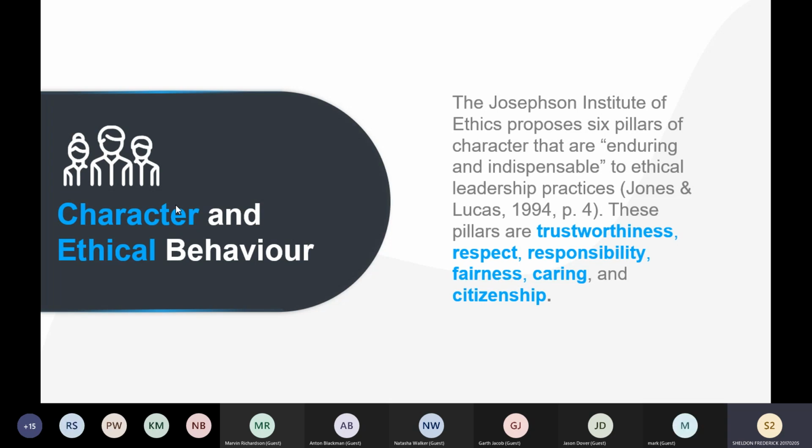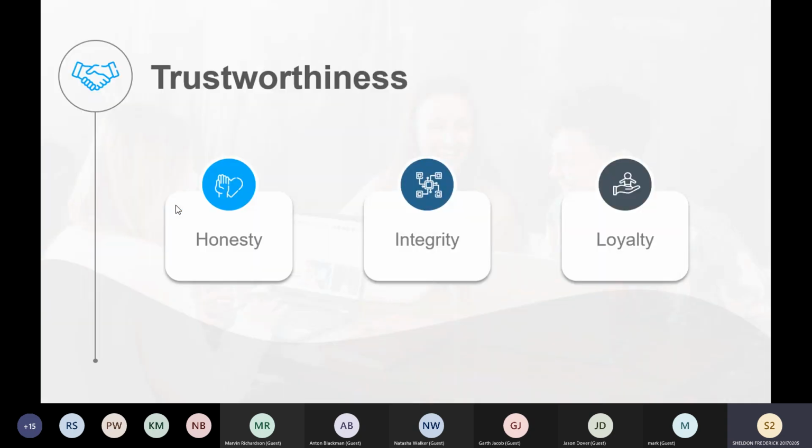Character and ethical behavior. The Josephson Institute of Ethics proposed the six pillars of character, which are trustworthiness, respect, responsibility, fairness, caring, and citizenship. Trustworthiness has pillars like honesty, integrity, and loyalty. It's far more than just about telling the truth.